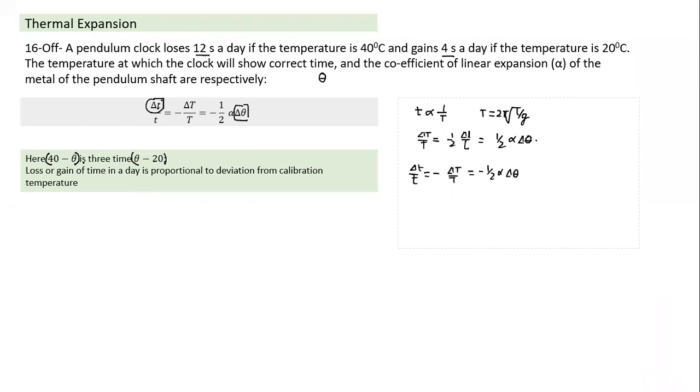So I could have written this expression. In the first case, the rate per second is proportional to 40 minus theta, and in terms of magnitude, 4 seconds is proportional to theta minus 20. I find the value of theta from here extremely easily. If I divide the first equation by the second equation, the constant of proportionality cancels, and we get 3 equals 40 minus theta by theta minus 20. If you look at the question, you can actually do it in your mind also.